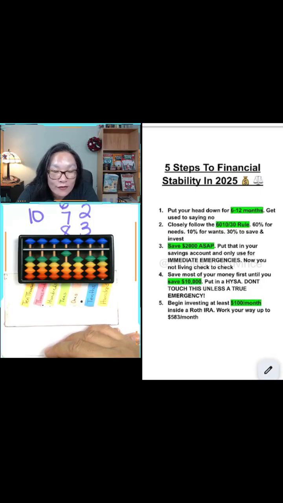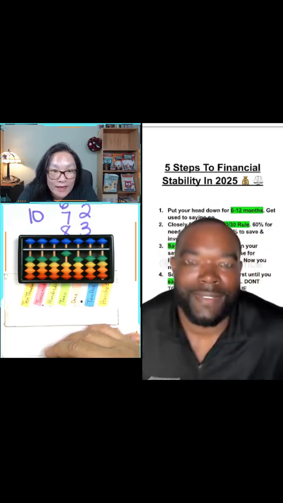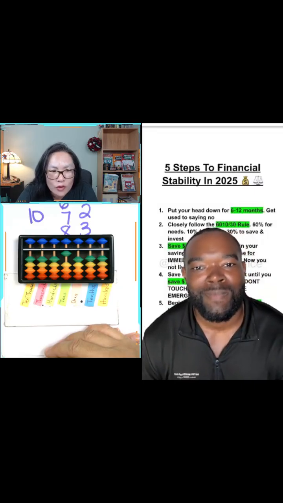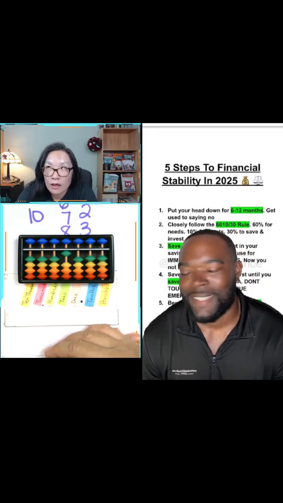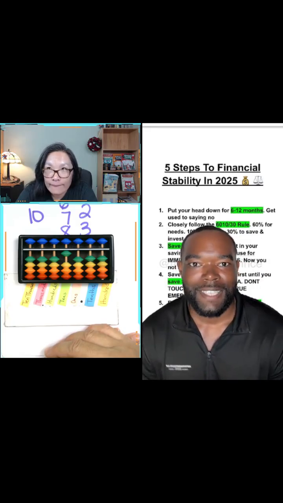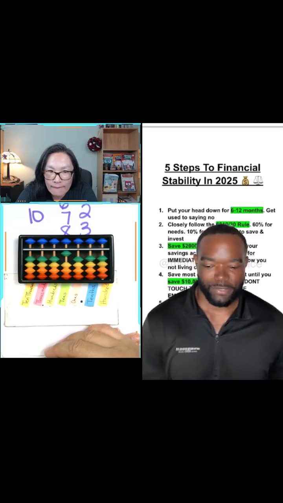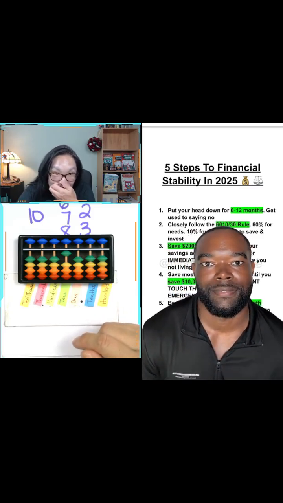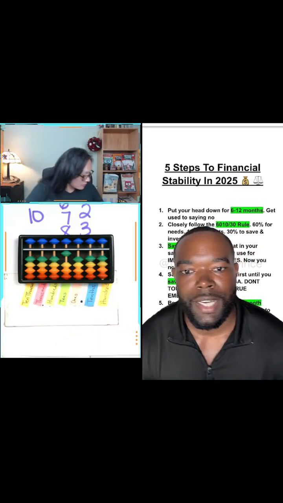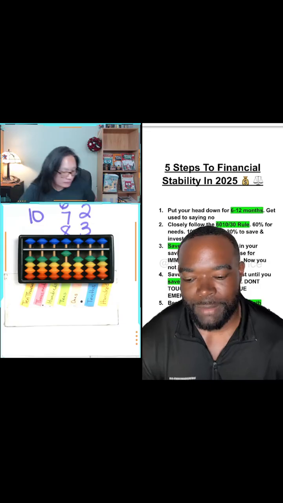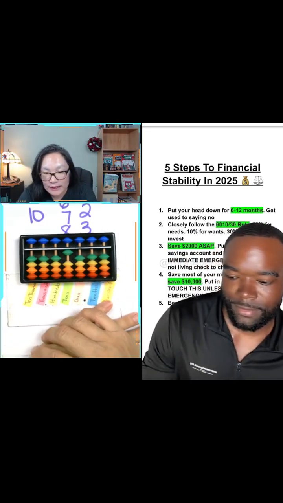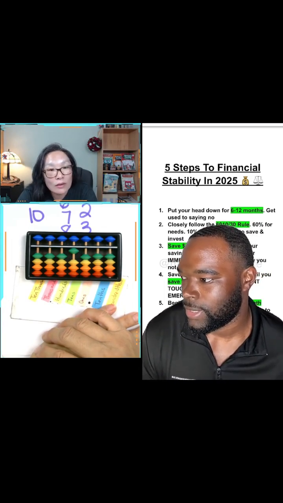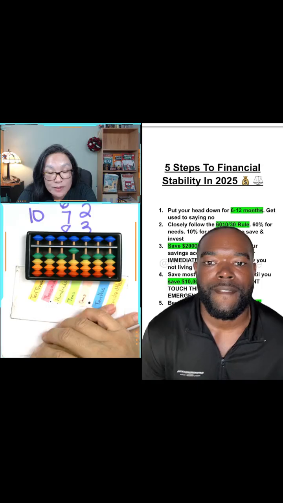Then we have Vince, who's talking about the 5 steps of financial stability in 2025. We're in the 3rd quarter, going into the 4th quarter of the year. When does the 4th quarter start? It starts at the end of this month. Really? Woof. All right, do you want to talk a little bit about your 5 steps?